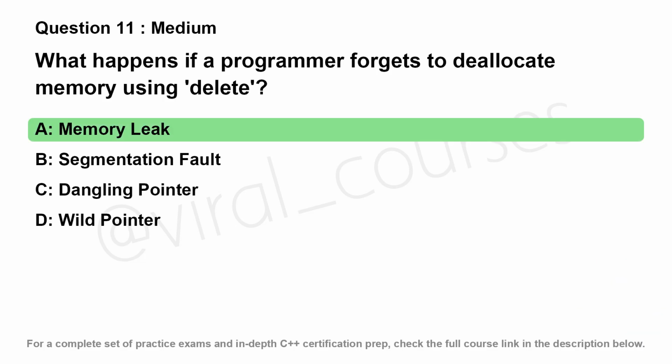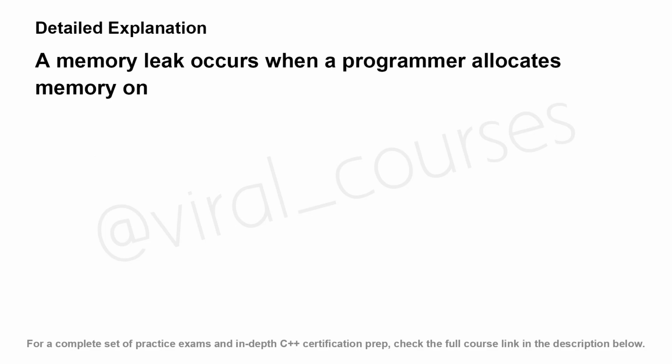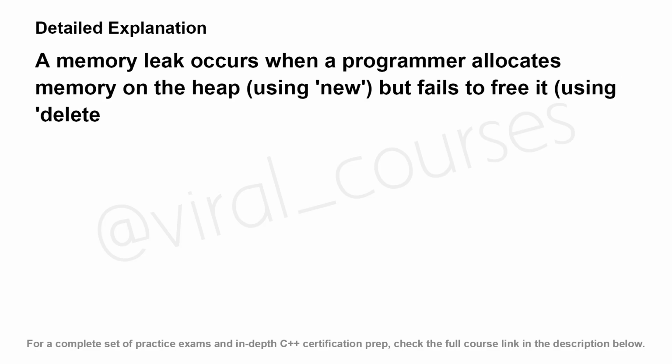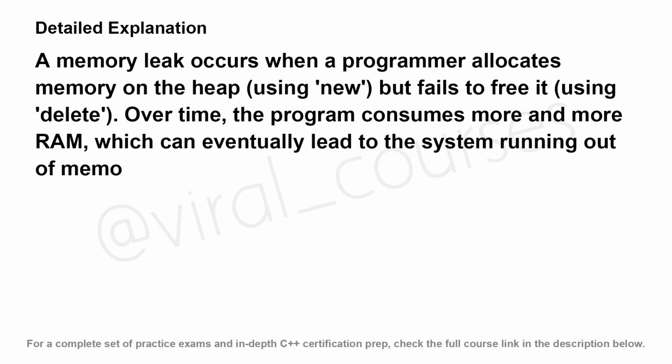The correct answer is A. A memory leak occurs when a programmer allocates memory on the heap using new, but fails to free it using delete. Over time, the program consumes more and more RAM, which can eventually lead to the system running out of memory or the program crashing.